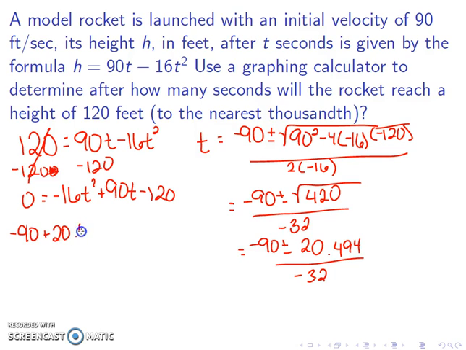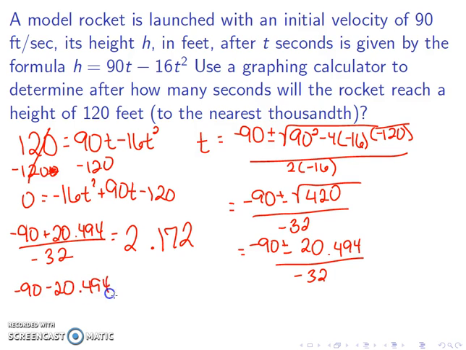Negative 90 plus 20.494 over negative 32 gives me 2.172 seconds. The second one, negative 90 minus 20.494 over negative 32, will give us 3.453. So it actually reaches this height twice.